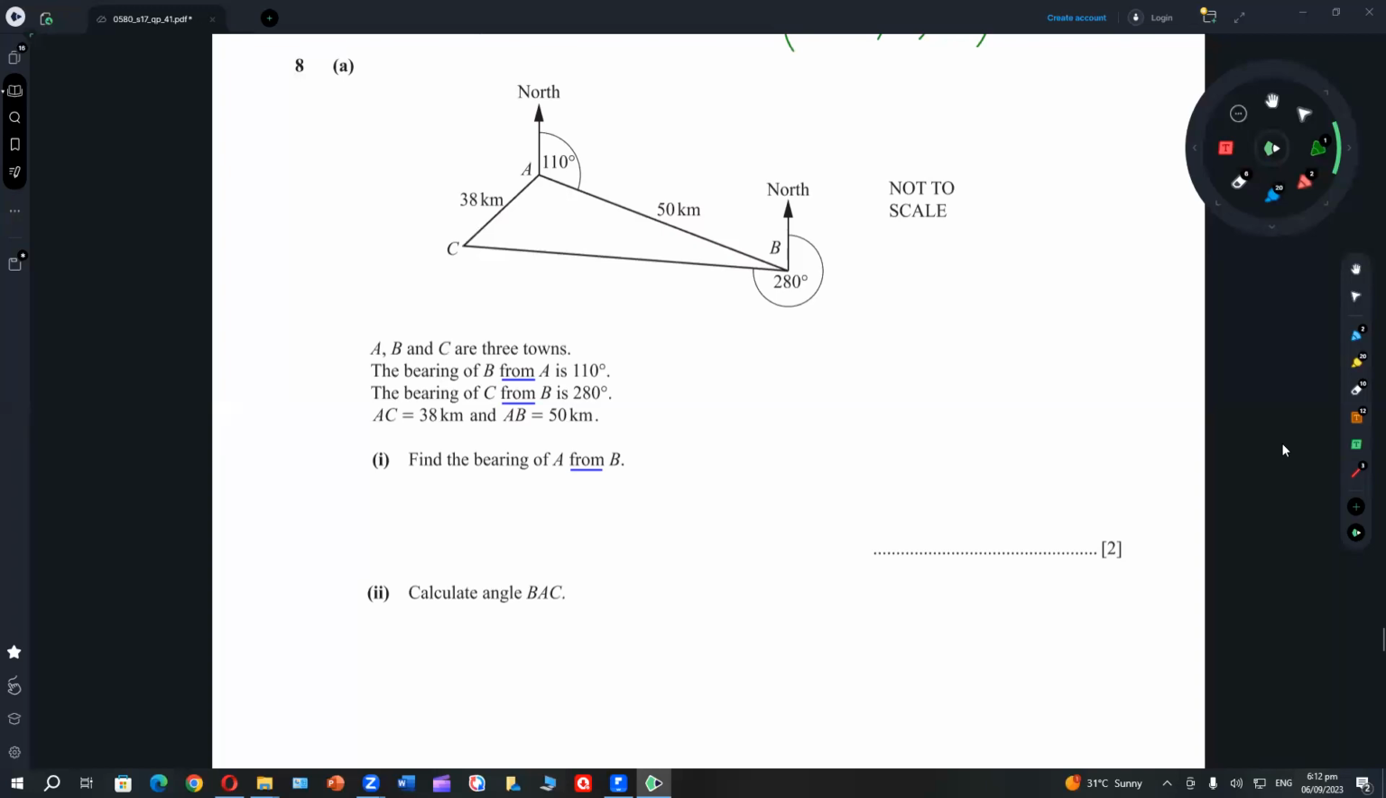He says find the bearing of A from B. So you need a bearing. You need a north on the letter B, which is already there. I have made a green circle. This is the angle I want to find. Look at the question, please.